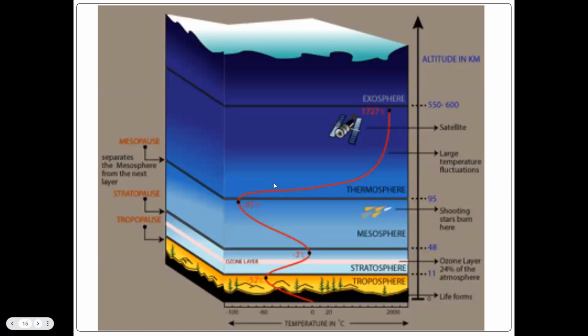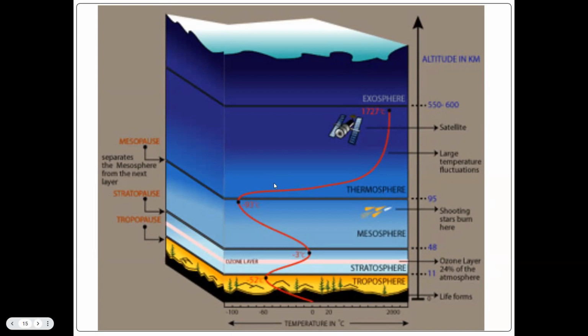There's another graphic to show what it looks like and what's going on in the different spheres, which we talked about with the ozone layer. The stratosphere, 24% of it is the ozone layer, which I had no idea. Did not know that. The mesosphere has shooting stars that burn out. And as you see the black lines, that's the separation.